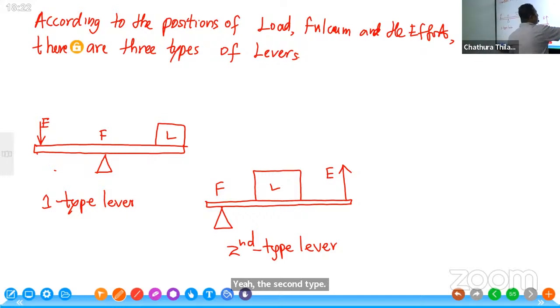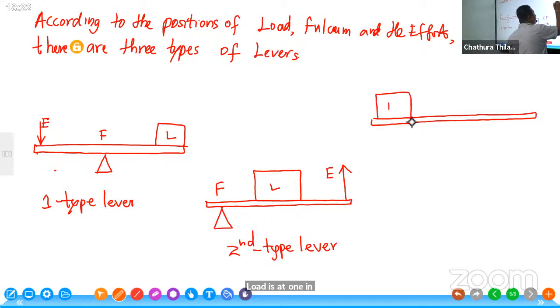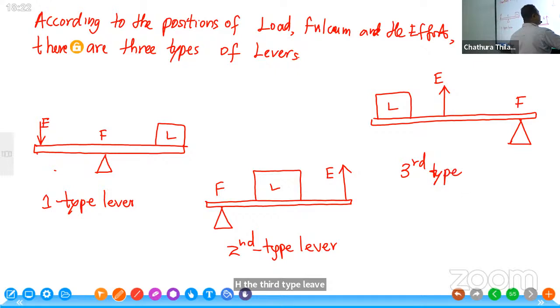The third type levers: load is at one end, effort is at the middle, fulcrum is at the other end. Here the third type lever. Understood? Can you write and draw this? Look at the position of the effort, fulcrum, and the load.